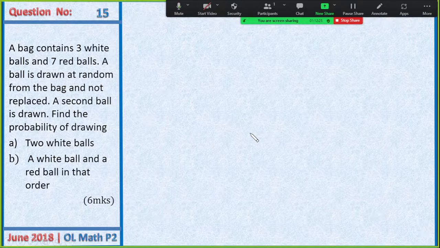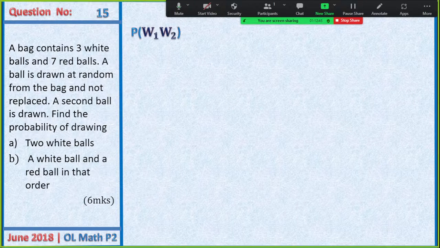Now a bag contains 3 white balls and 7 red balls. A ball is drawn at random from the bag and not replaced. The second ball is drawn. Find the probability that the 2 balls are white, and that one is white and the other is red. So this is draws without replacement. Some draws are done with replacement, some are without replacement.